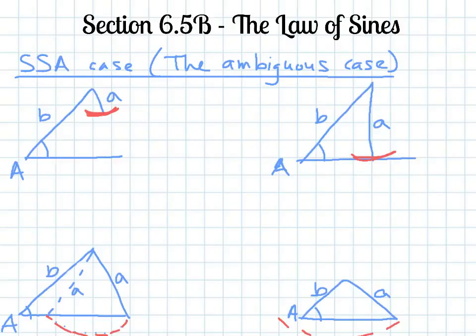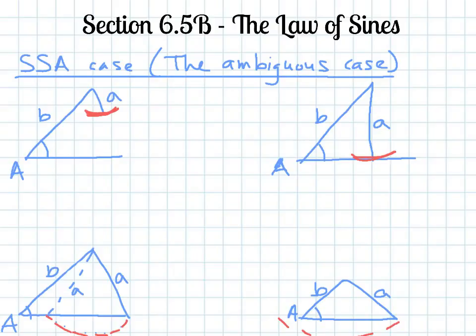Today's lesson, section 6.5b, Law of Sines. Here we'll be specifically talking about the SSA case. Now this one is the ambiguous case. This one has multiple solutions or possibilities for answers because of all the different scenarios you could have.